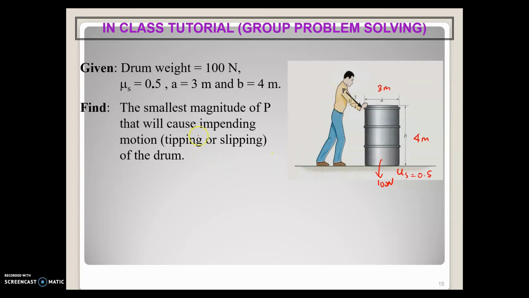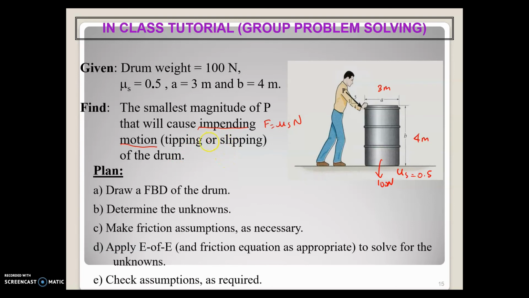Okay, bila dah mention impending motion, baru you boleh guna force equal to mu S N ni. Kalau tak mention, you tak boleh gunalah. Saya kata. Okay, dia suruh cari smallest magnitude of P that will cause impending motion. Sama ada tipping or slipping. Okay, sama ada terangkat ataupun dia slide.